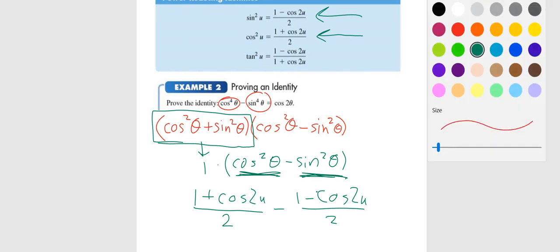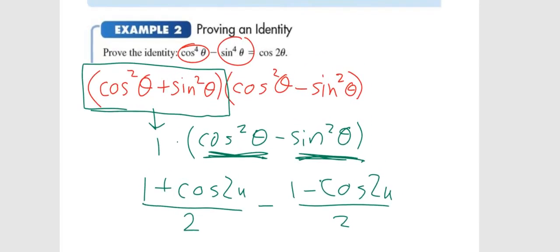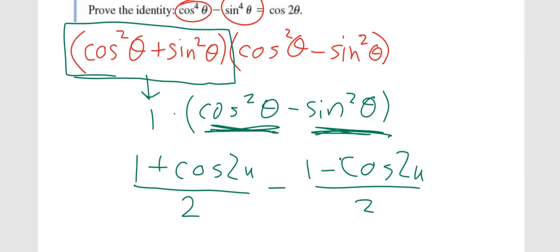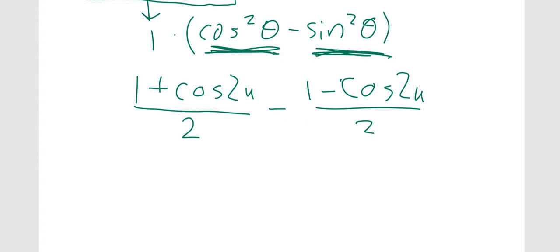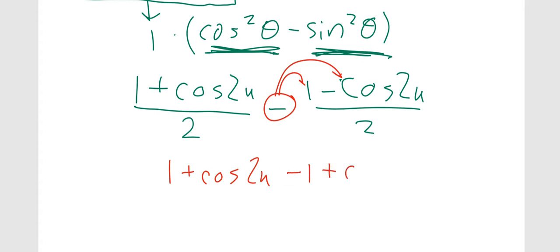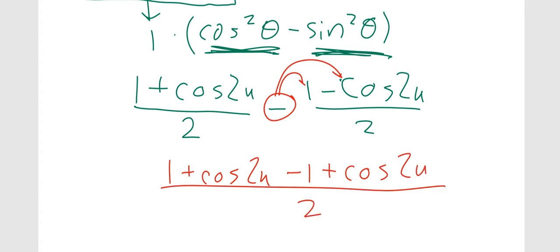Okay, do they have common denominators? Okay, that's cool. All right, so we could put it all together, right? So 1 plus cosine 2u. So this minus is going to get distributed to both of those. So that's a -1 and a plus cosine 2u. All over 2. Does anything cancel out? Anything? 2 to 1. Once.